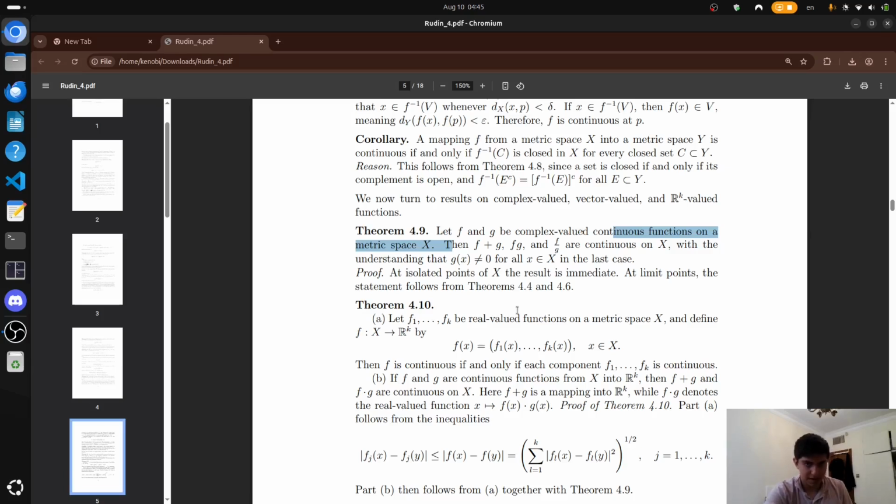It comes from the previous theorems, and it's pretty obvious because you just showed that addition and so on works for limits, and since continuity has to do with limits, it must also work.